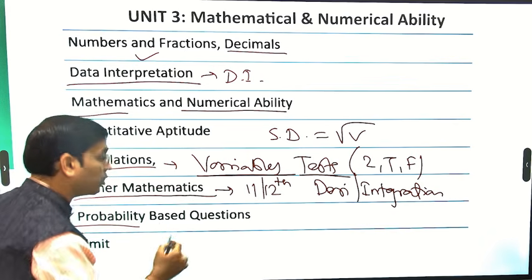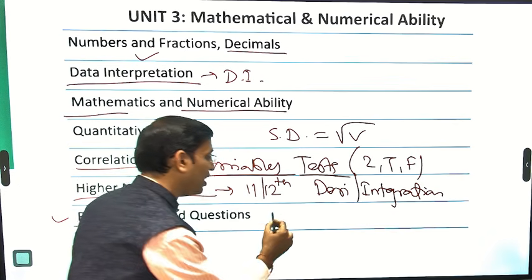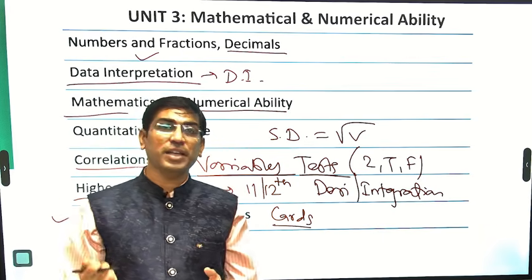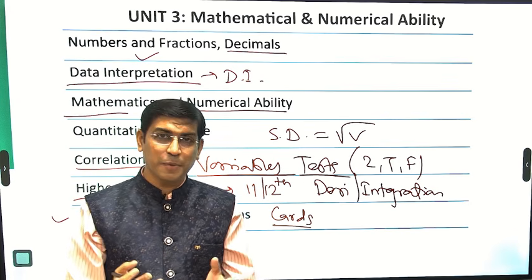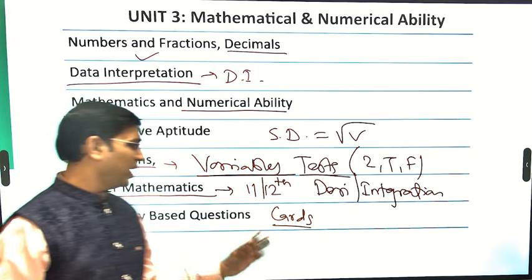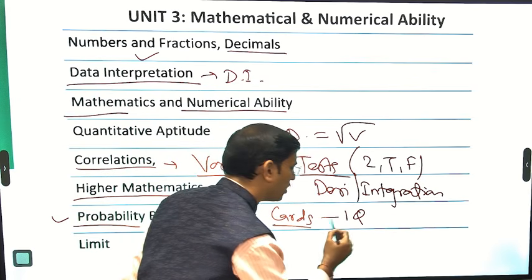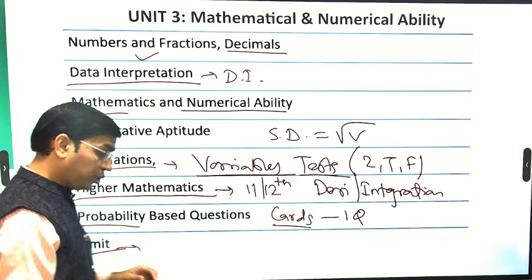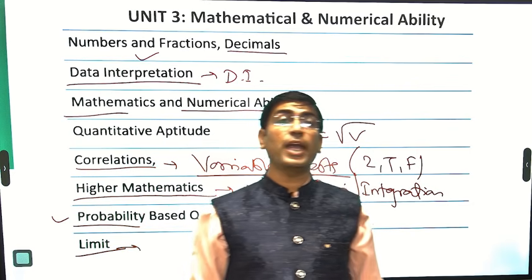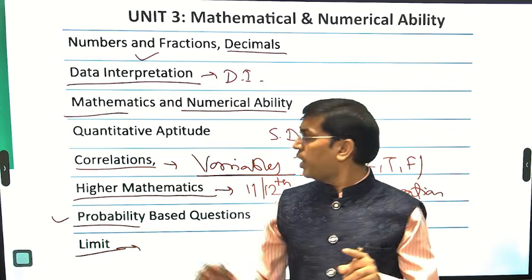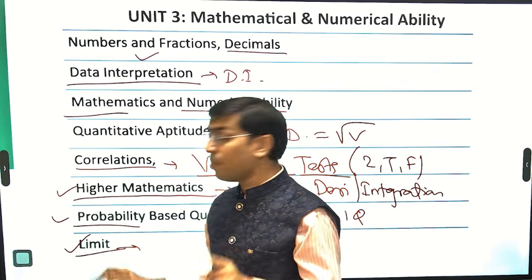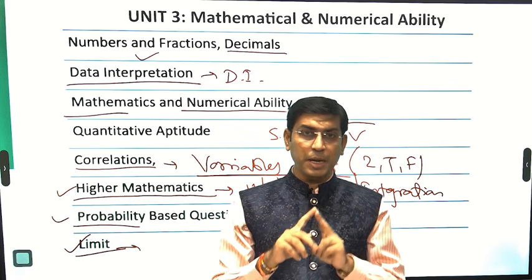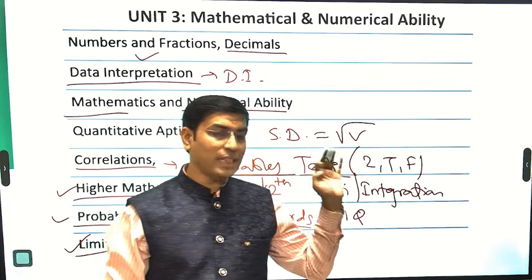Then probability based questions, specifically on cards. One card is taken randomly, it could be an ace. So what could be the probability? These questions could be there. Probably one question is on the cards basis or from the probability point of view. And limit, yes, questions from the limit point of view, again 1 to 2 questions are there. So here a key point is the higher mathematics. Apart from that, the calculus part and limit part are there for the mathematical view.